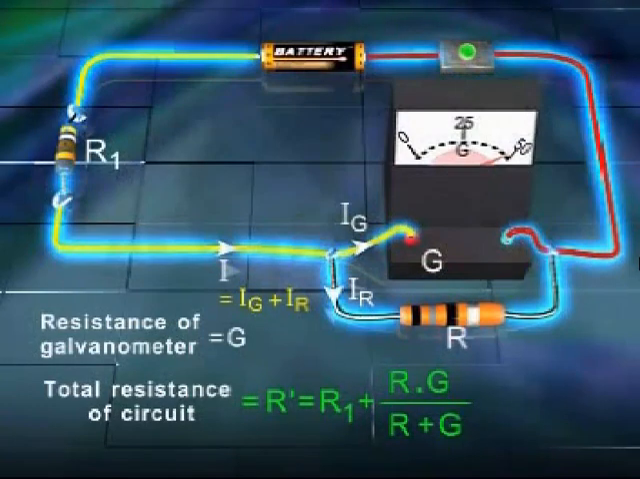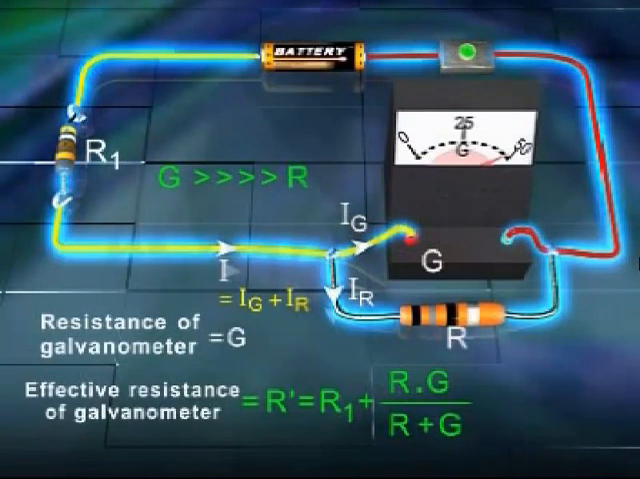If the resistance G of the galvanometer is made very large in comparison with R, the effective resistance R' can be written as, neglecting R in R+G, R' = R1 + RG/G, that is equal to R1 + R.